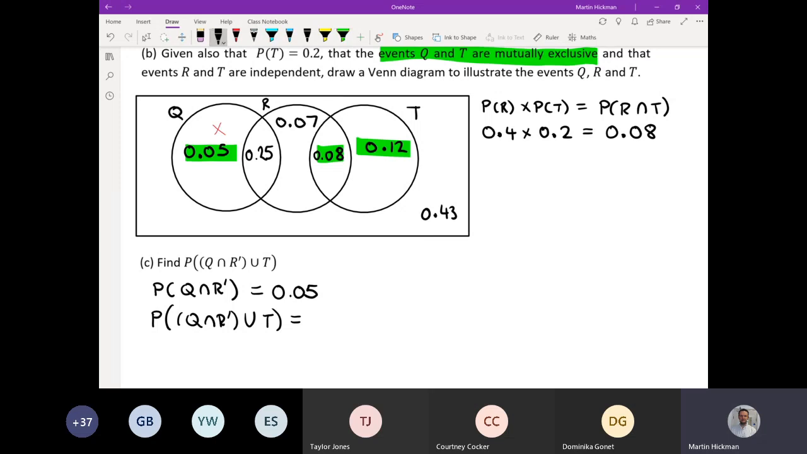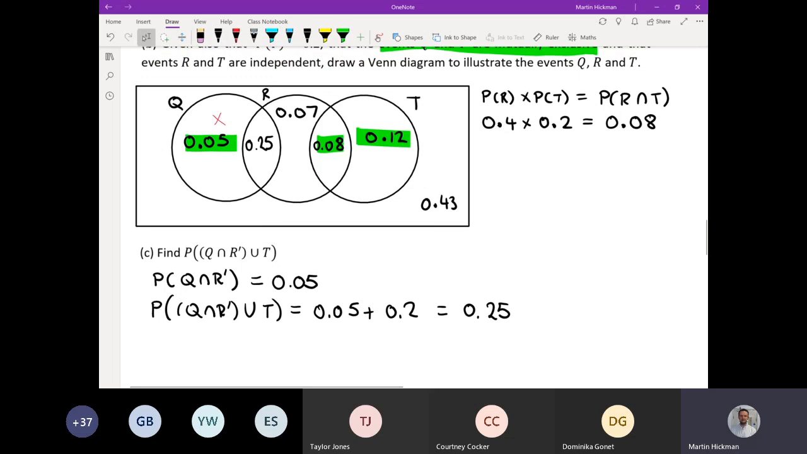So I add them all together. So 0.05 plus the 0.08 plus the 0.12, or I can just simply add the probability of T together. Remember, Q and T are mutually exclusive, so you're not going to see any overlapping there. And I just get 0.25 when that happens.